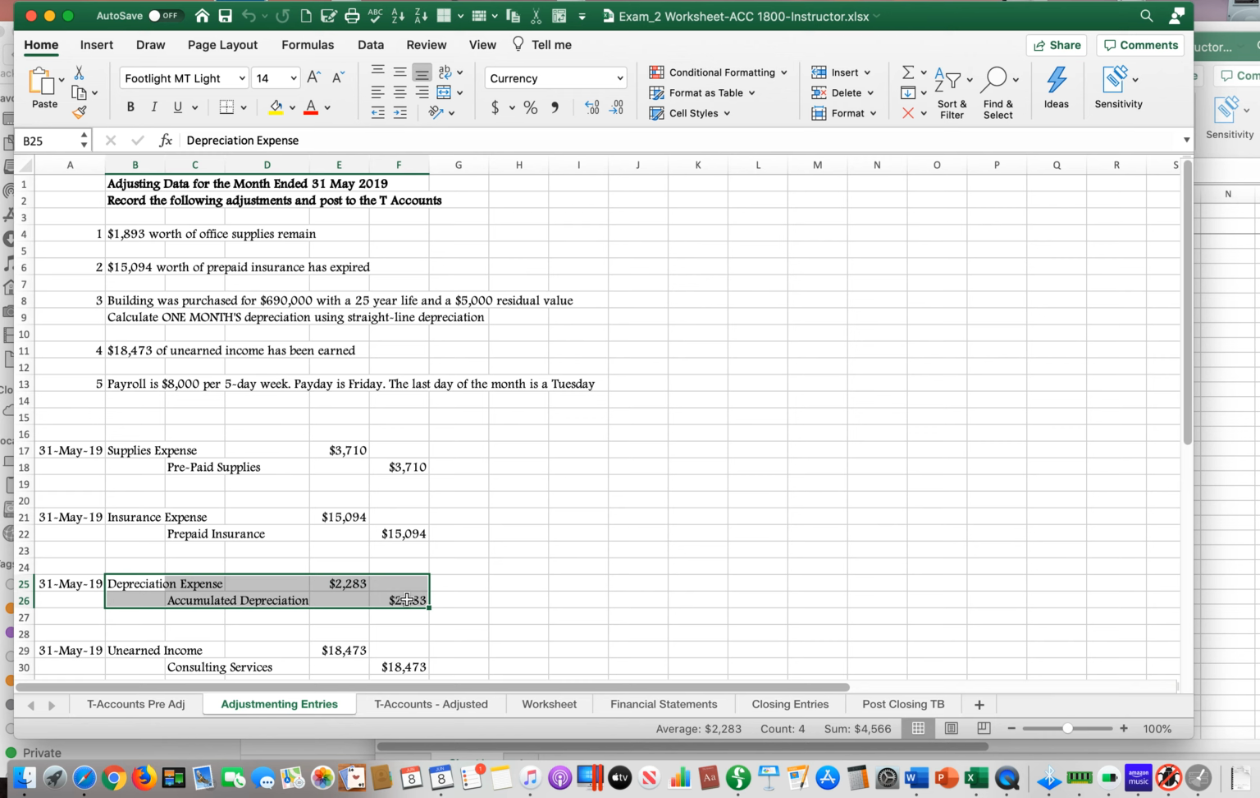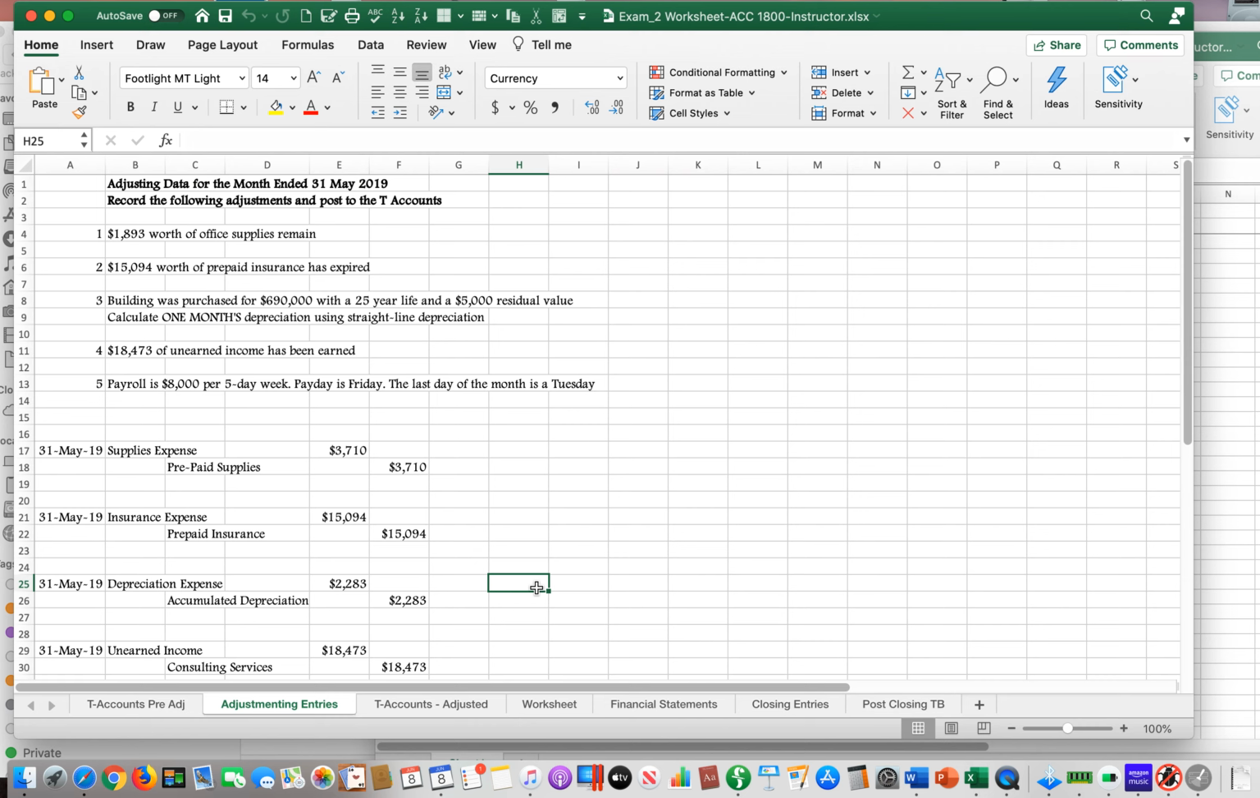Notice this. In the previous two examples, we credited the actual account, prepaid supplies, prepaid insurance. But when it comes to depreciation, we do not depreciate, that is, credit the building. We credit a separate account called accumulated depreciation. This is the entry you make. You debit depreciation expense and you credit accumulated depreciation.